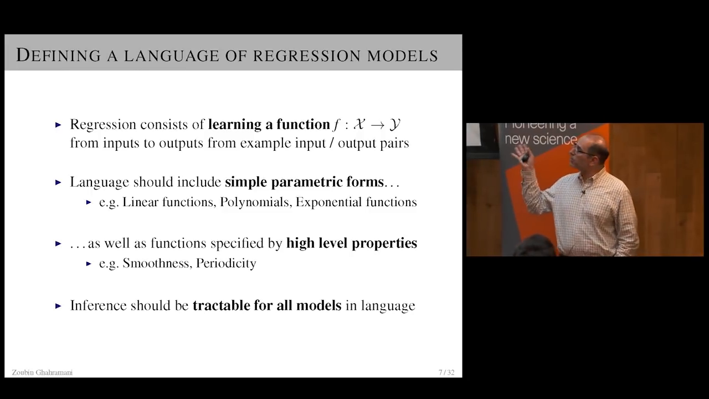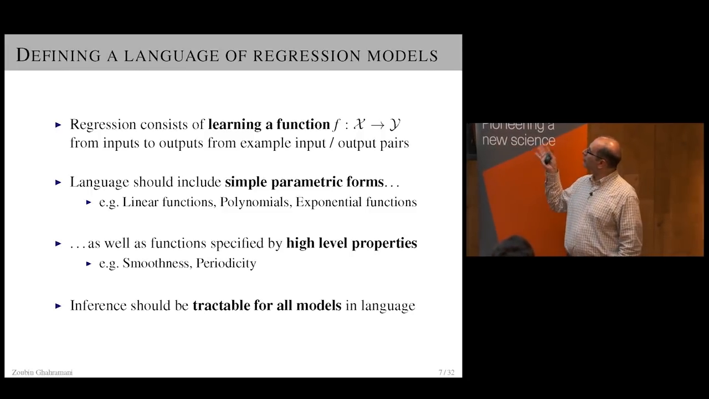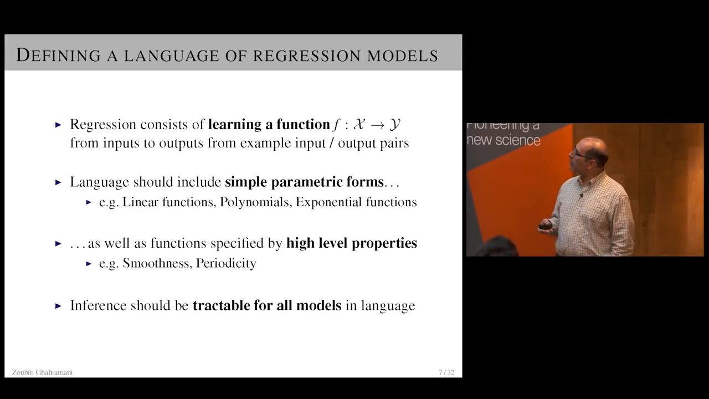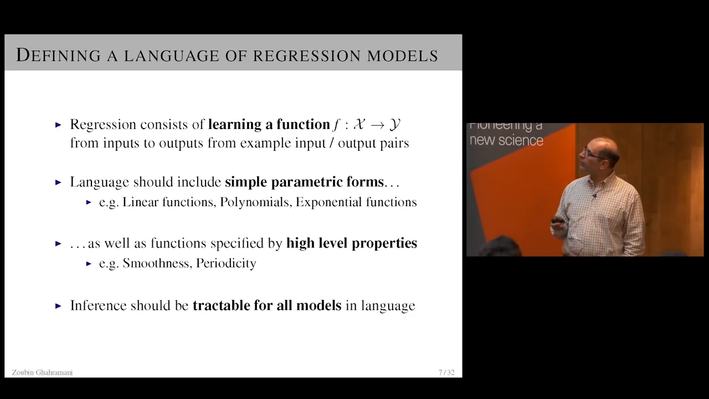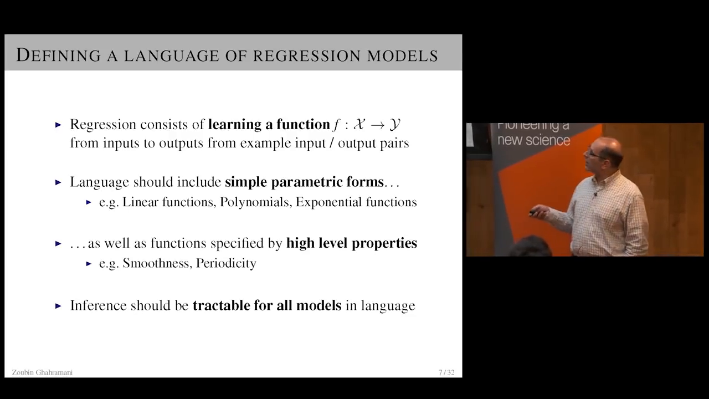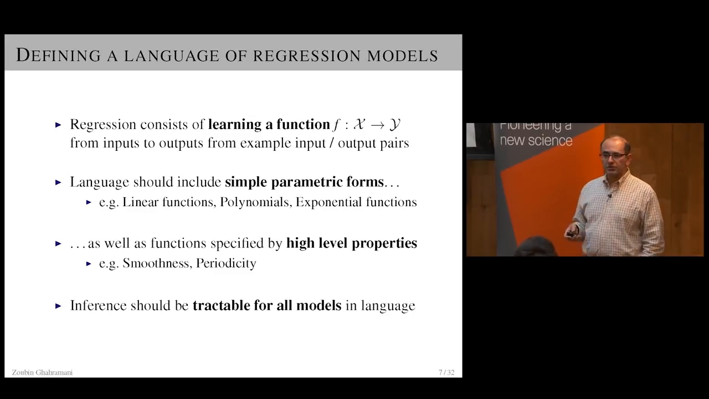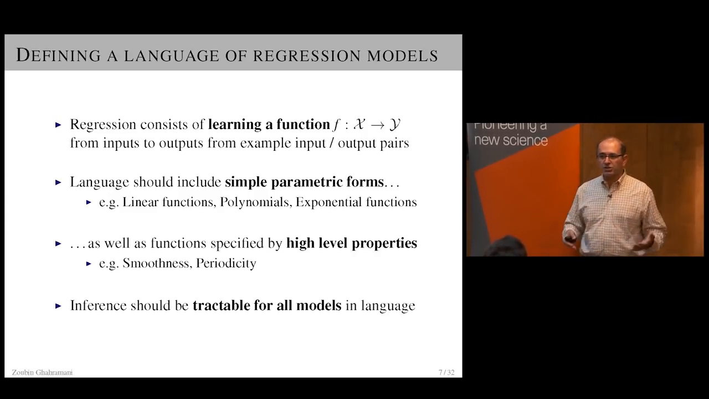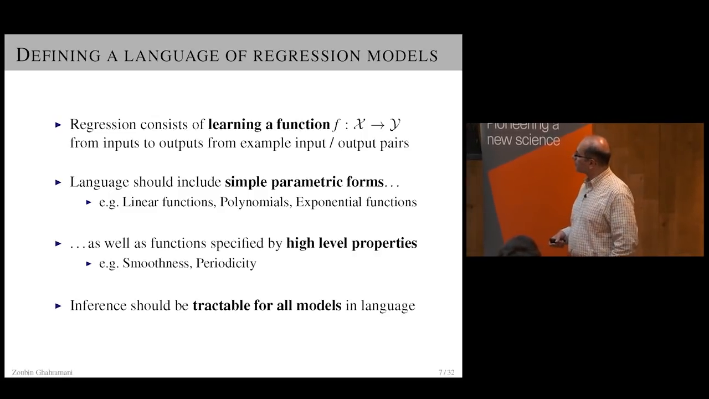Of course, also a problem that underlies over a century of statistics. And so what we want is a language of regression models that captures some of the simple interpretable things that statisticians have been doing for over 100 years. Like, for example, fitting linear models. We want to be able to fit linear models and explain them. We want to be able to fit polynomials or exponentials or other kinds of curves.